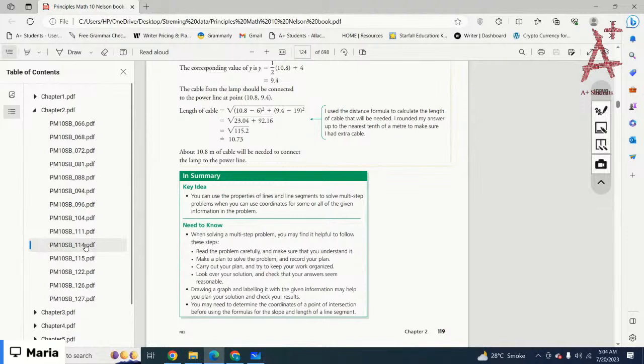Drawing a graph and labeling it with the given information may help you plan your solution and check your results. You may need to determine the coordinates of a point of intersection before using the formulas for the slope and length of a line segment. These are some points you have to keep in mind when you are working on multi-step problems. So let's just start with the problems.